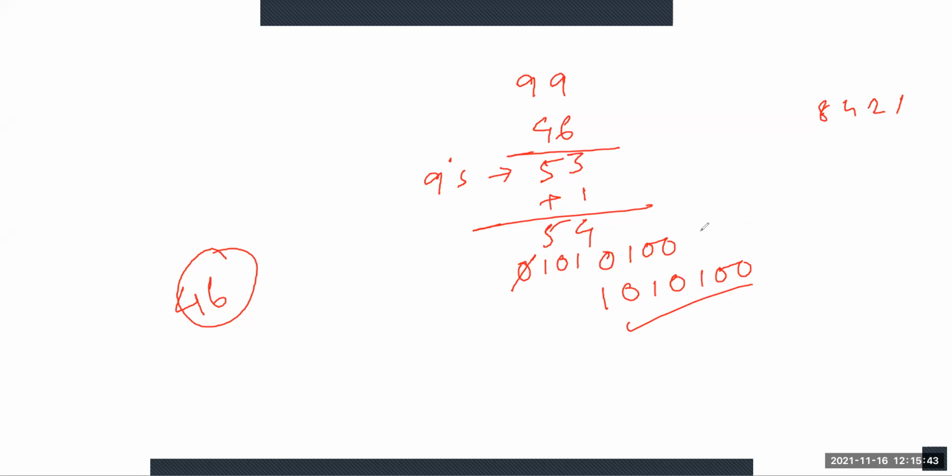Is it clear, or is there any doubt about how to get the 10's complement?